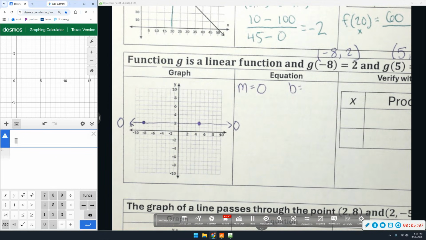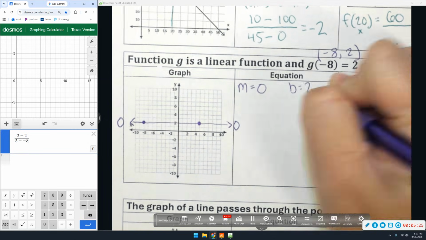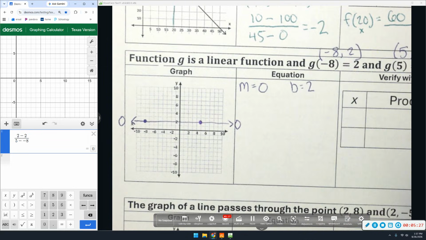If we were to have done our y2 minus y1, we would have done 2 minus 2 over x2 minus x1, which would have been 5 minus negative 8. What did that give me? So does it still work if we forget? Yes. So we can always use y2 minus y1. What is my y-intercept? 2. So I have enough information now to write my equation.